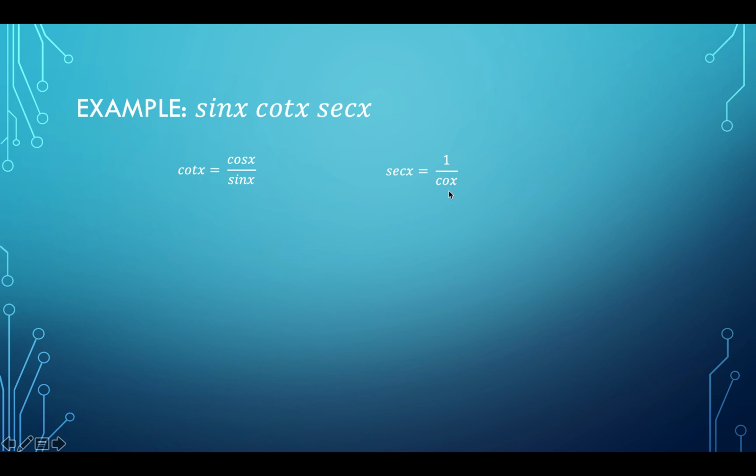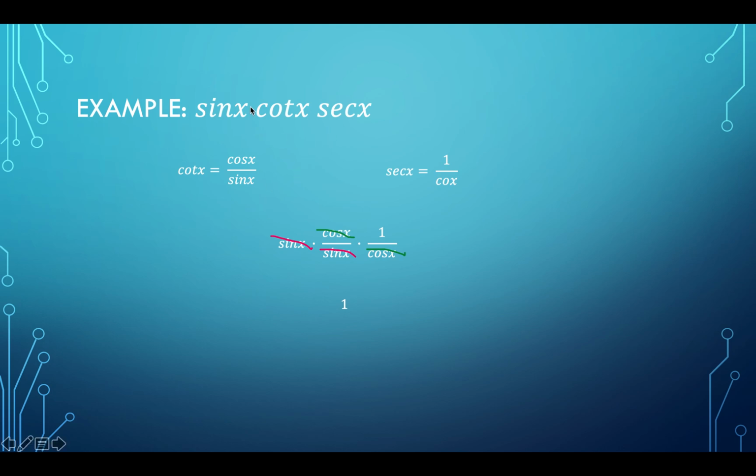So now we go ahead and just sub it back into the original problem. So we do sine of x times, instead of cotangent, we write cos x over sine x times, and instead of secant of x, we write 1 over cos x. So now we could go ahead and cross out our like terms. So the sines are the same, so they become 1. The coses are the same, so they become 1. So our final answer is 1.